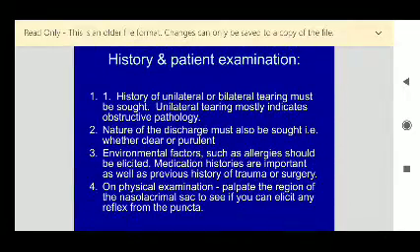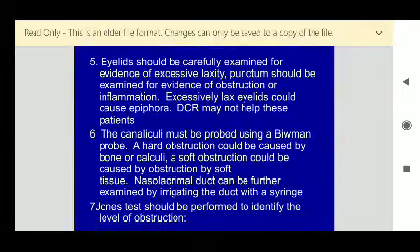History and patient examination. History of unilateral or bilateral tearing must be sought. Unilateral tearing mostly indicates obstructive pathology. The nature of discharge must also be sought, that is, whether clear or purulent. Environmental factors such as allergies should be elicited. Medication history is important, as well as previous history of trauma or surgery. On physical examination, palpate the region of the nasolacrimal sac to see if we can elicit any reflux from the puncta. The eyelid should be carefully examined for evidence of excessive laxity.